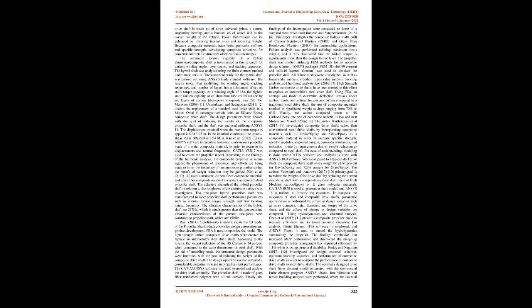Because the bending natural frequency of a shaft is inversely related to the square of beam length and proportionate to the square root of specific modulus, steel drive shafts are often constructed in two parts to raise the fundamental bending natural frequency. The two-piece steel drive shaft is made up of three universal joints, a central supporting bearing, and a bracket, all of which add to the overall weight of the vehicle. Power transmission can be enhanced by lowering inertial mass and reducing weight. Because composite materials have better specific stiffness and specific strength, substituting composite structures for conventional metallic structures offers various advantages.